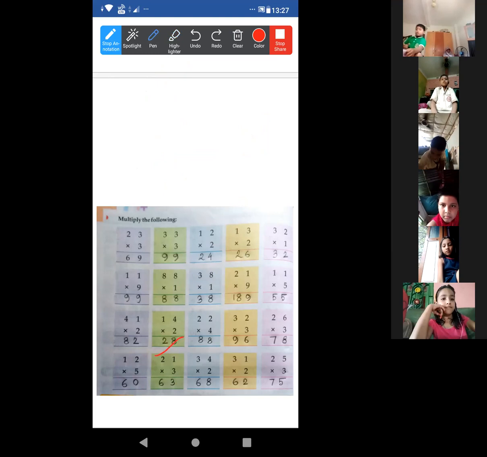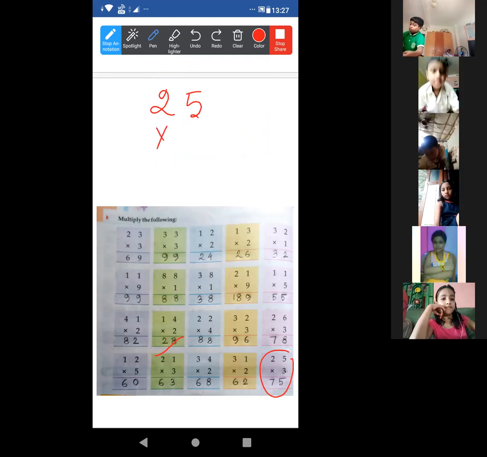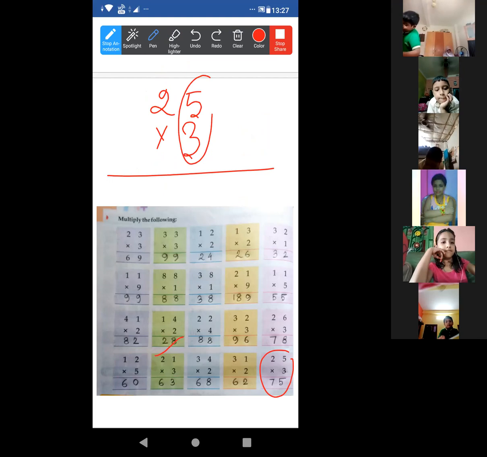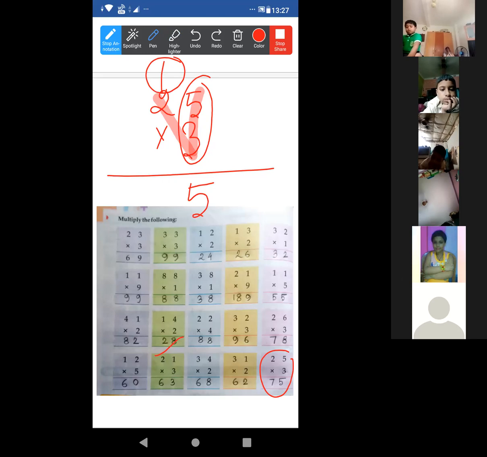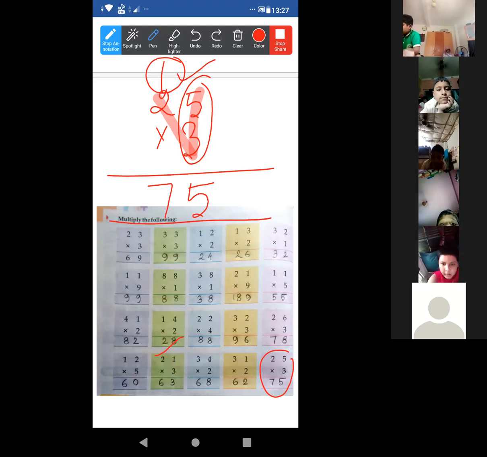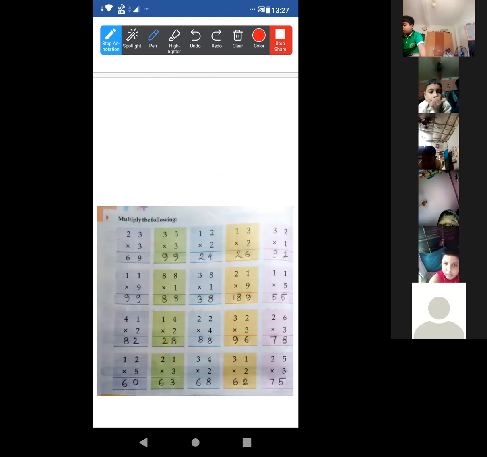This one again, carry forward multiplication. 25 into 3. This one also, look at this. First ones place: 3 5s are 15. So 5 we will put here and 1 carry forward. Now this one: 2 3s are 6 plus this 1, 7. Okay. Complete this page first.